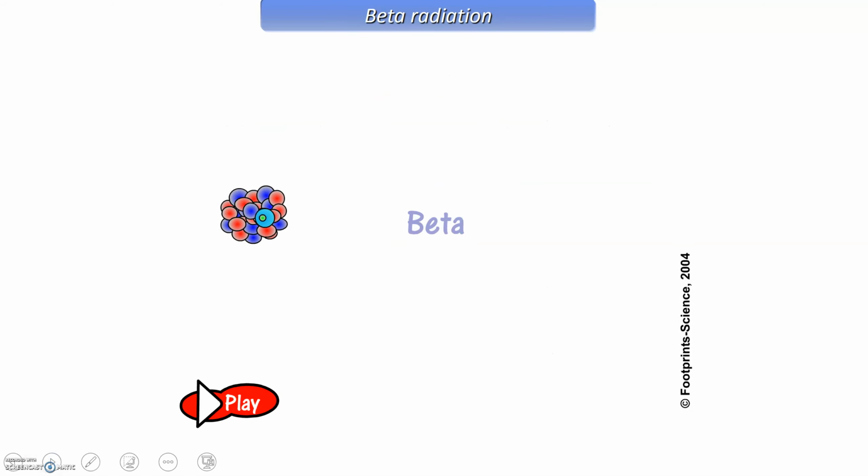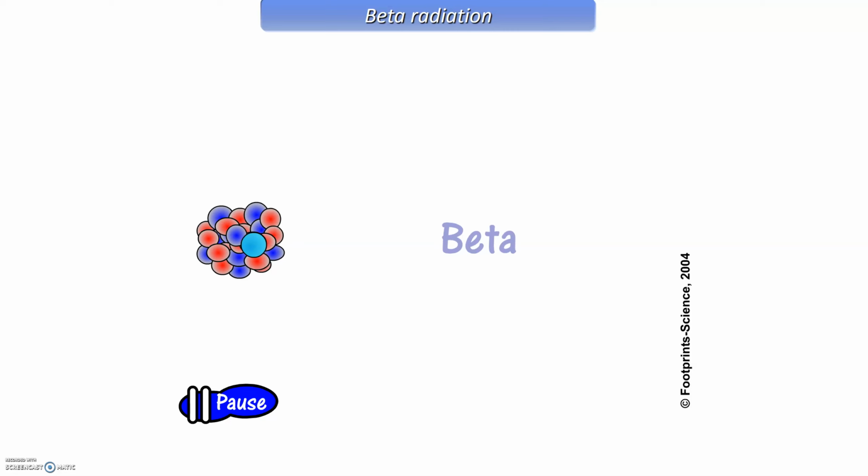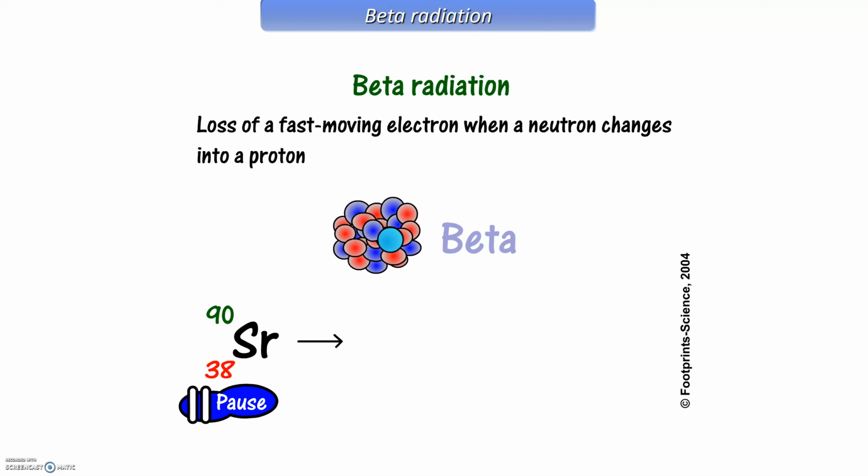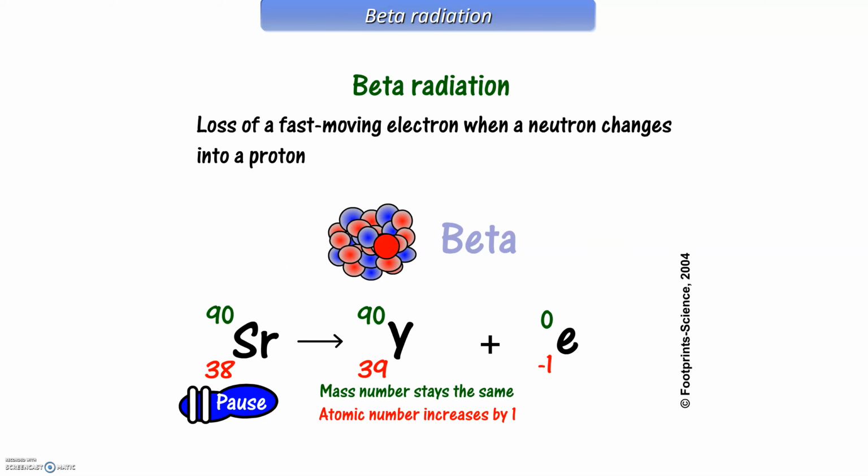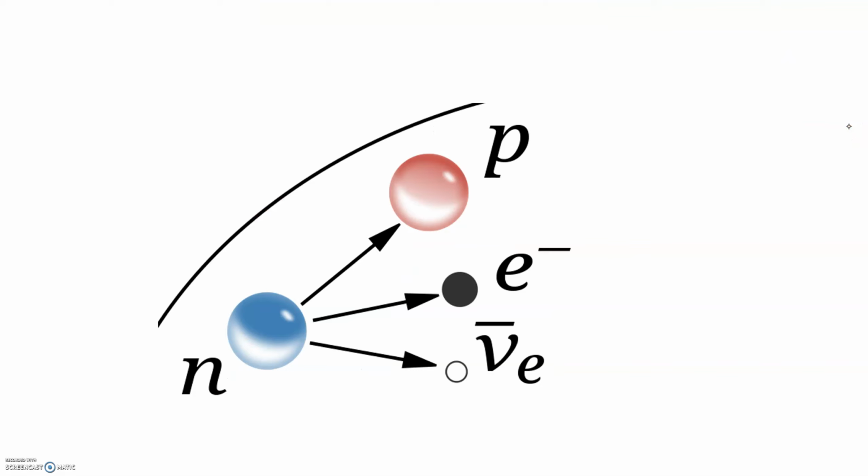Beta is a bit more confusing because we're getting an electron coming out. There it goes, that green thing. Bit weird. Let's see what's going on. Well, with beta emission, we lose a fast-moving electron. And what actually happens, which is a bit weird, but a neutron changes into a proton and an electron. We'll show that a bit more in the next slide.